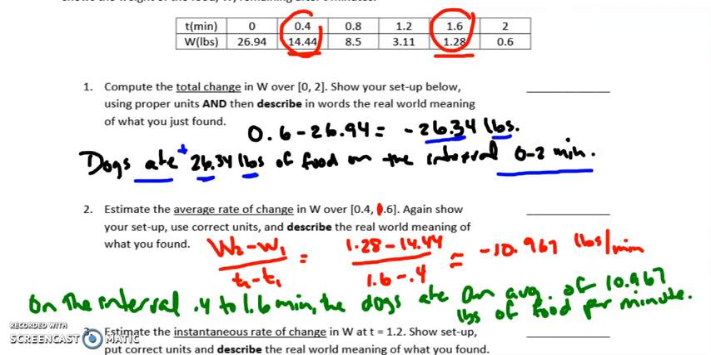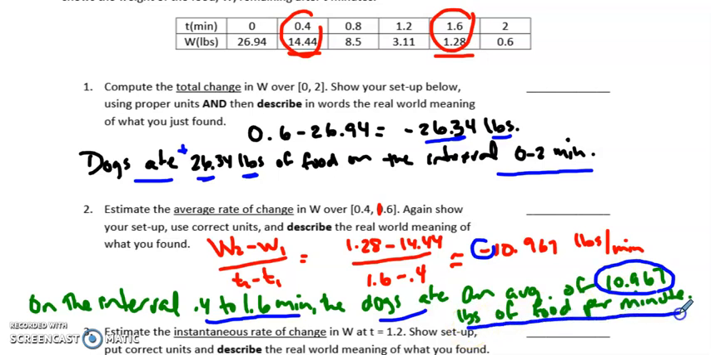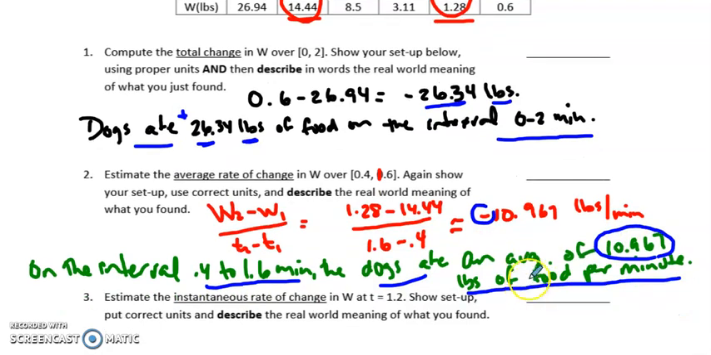Now let's talk again about the critical parts of this. I've given the time interval, including the units, minutes. I'm saying what is going on. The dogs ate. I'm giving the numerical value, and notice that I converted this to a positive away from the negative because I said that they ate, so they ate a positive amount. And then I've got the units, pounds of food per minute. So now we move on to the instantaneous rate of change, and the goal is to approximate the instantaneous rate of change in the weight of food left in the bag at time equals 1.2.